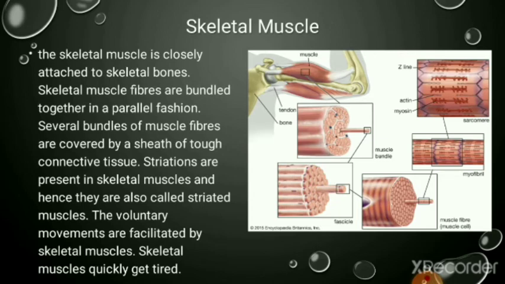Several bundles of muscle fibers are covered by a sheath of tough connective tissue. Striations are present in skeletal muscles. So there are some light and dark colored bands present in these skeletal muscles. Therefore, they are also called striated muscles. And the movement of this kind of muscle is in the direct control of our will. Hence, they are also called voluntary muscles.